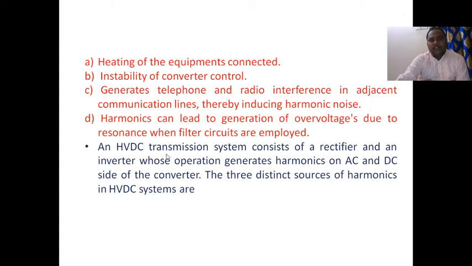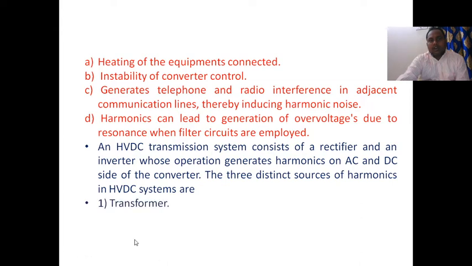An HVDC transmission system consists of a rectifier and an inverter whose operation generates harmonics on the AC and DC side of the converter. The three distinct sources of harmonics in an HVDC system are as follows. HVDC consists of both rectifier and inverter stations, so on both sides the harmonics are present. So we must decrease those harmonics in order to protect the equipment.